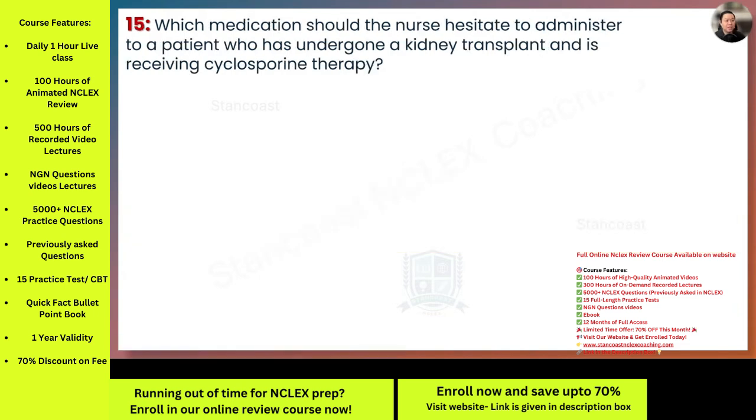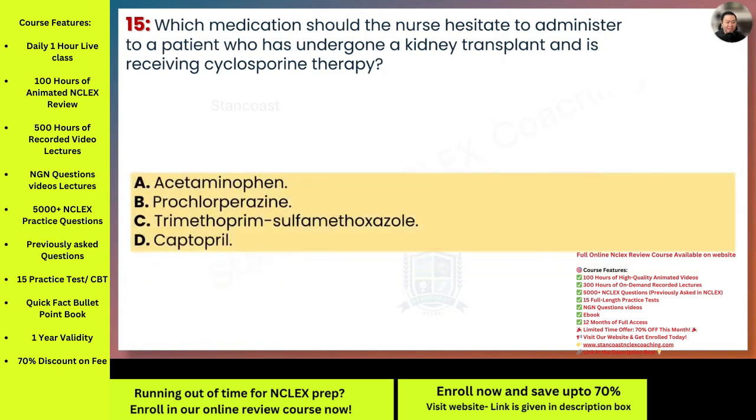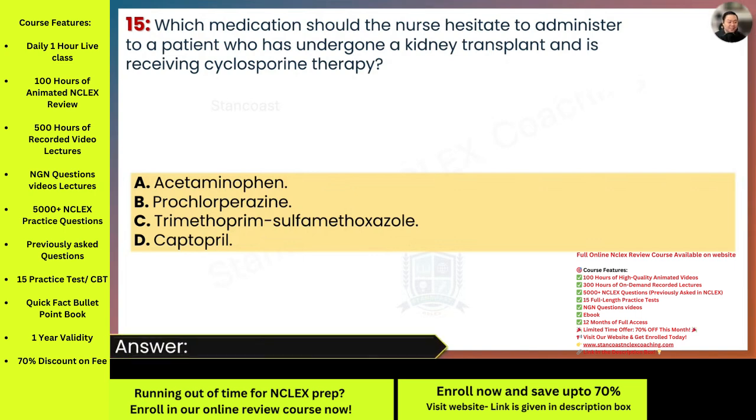15. Which medication should the nurse hesitate to administer to a patient who has undergone a kidney transplant and is receiving cyclosporine therapy? Option A, acetaminophen, B, prochlorperazine, C, trimethoprim sulfamethoxazole, D, captopril. The answer here is letter C.